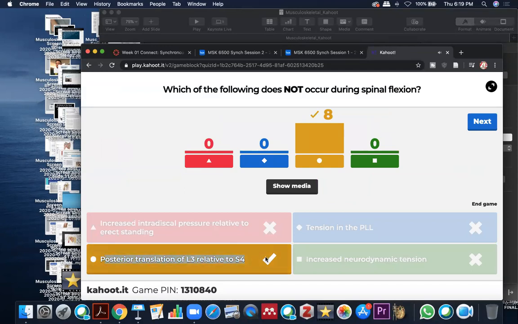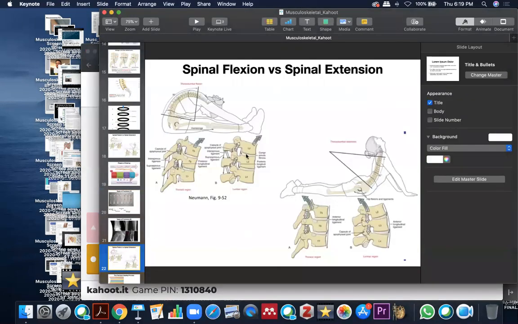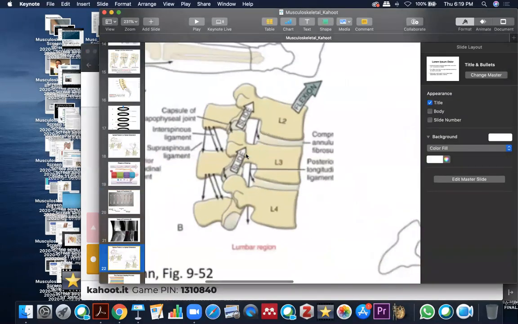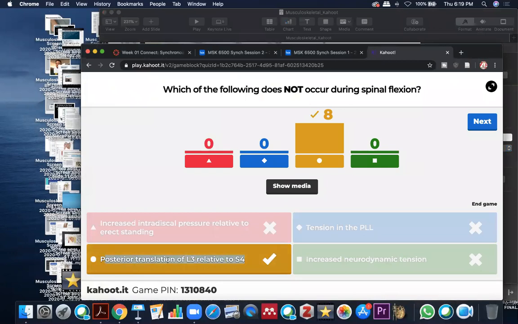So spinal flexion, we won't spend too much time on this so we can get through some more in the next 10 minutes. But remember, in flexion, that's where you have the upsloping. So in this case, like L2 and L3, L2 would be moving anteriorly and a little bit superiorly. So that's why this one was wrong. This would be downsloping, what we would see during extension.